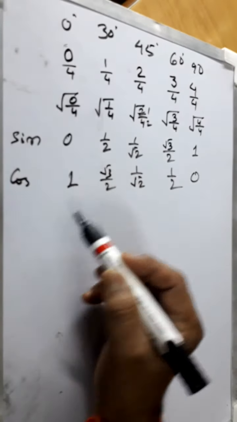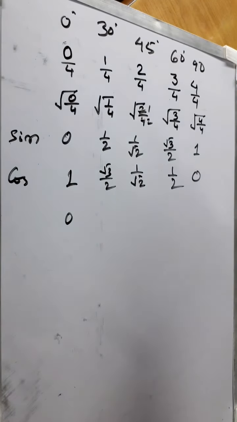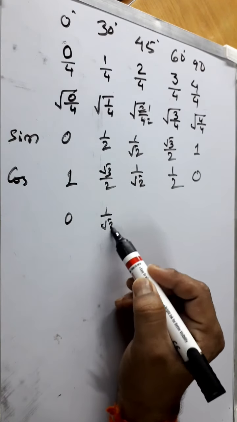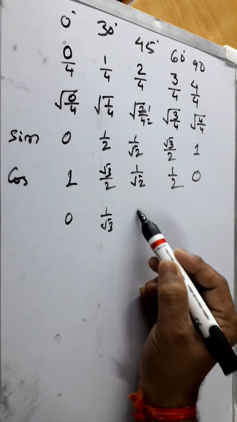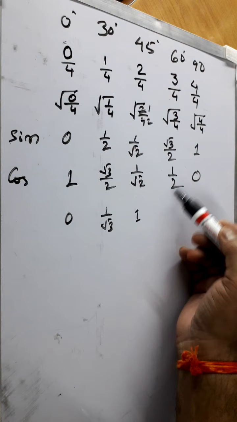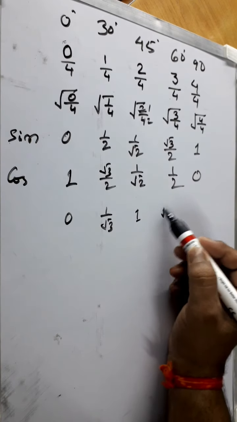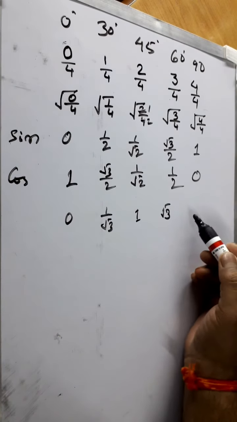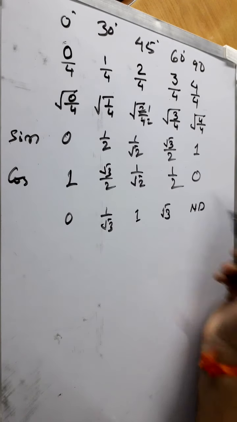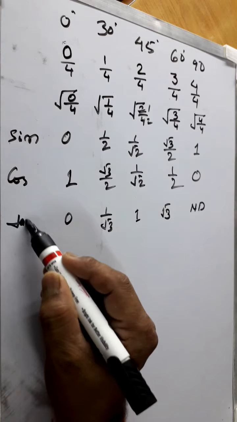Now 0 by 1 we get 0. If we divide this by this, 2 cancels, we will get 1 by root 3. If we divide this by this, we will get 1. If we divide this by this, we get root 2, 2 cancels, we get root 3 here. 1 upon 0, this will be not defined. This will be for 90.